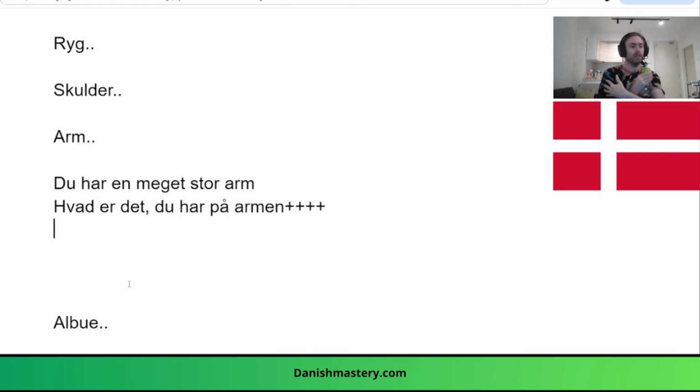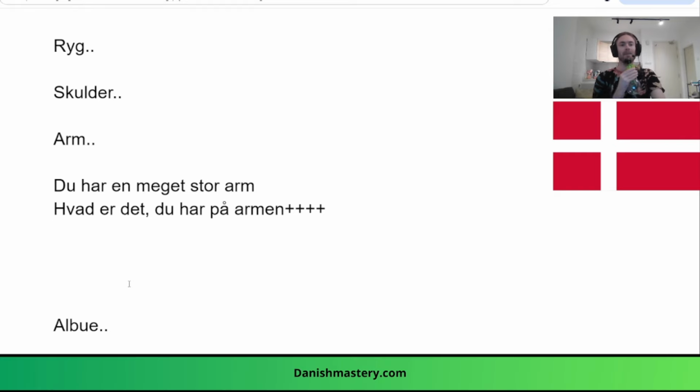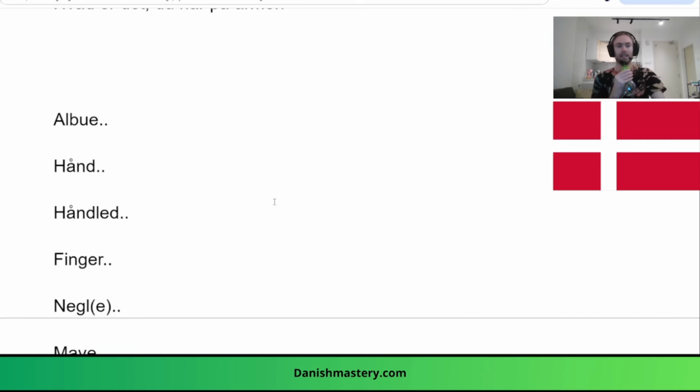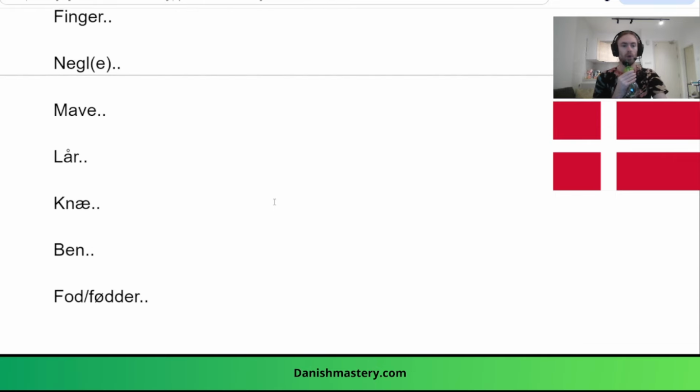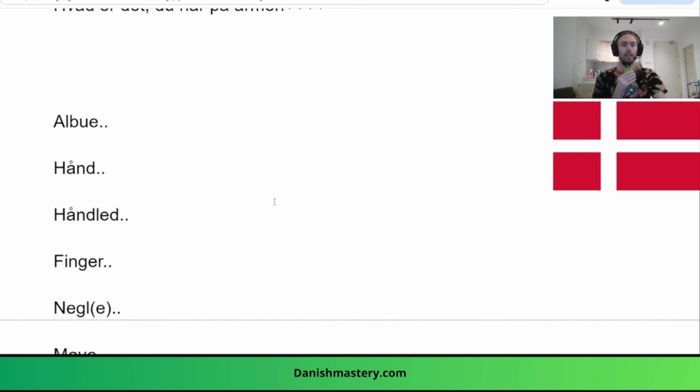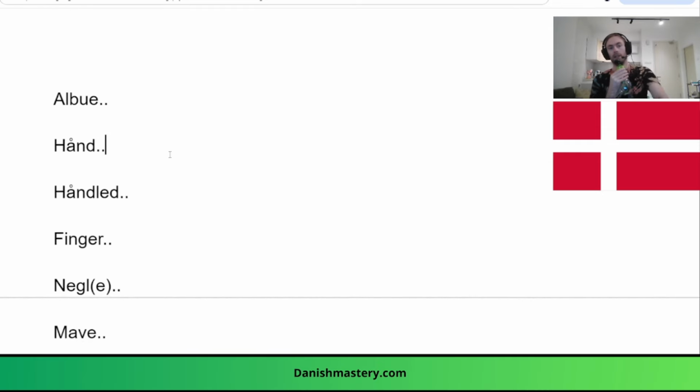Tatovering, tattoo, et ar, a scar, et eller andet. Ikke? Måske et myggestik. Maybe a mosquito bite. Så arm. Ikke? En arm, to arme, two arms. If you want to make it plural, you just say this. Ikke? Arme. That's it. Arm. Alright, cool. What else do I want to take a look at now? Albue, elbow, hånd, håndled, finger, mave, lår, knæ, fod. Okay, cool. Yeah, let's take a brief look at hånd.